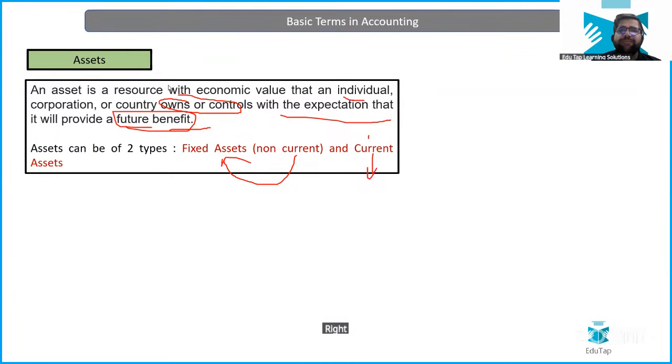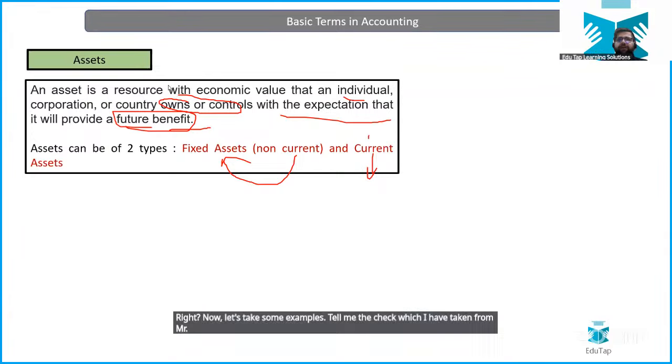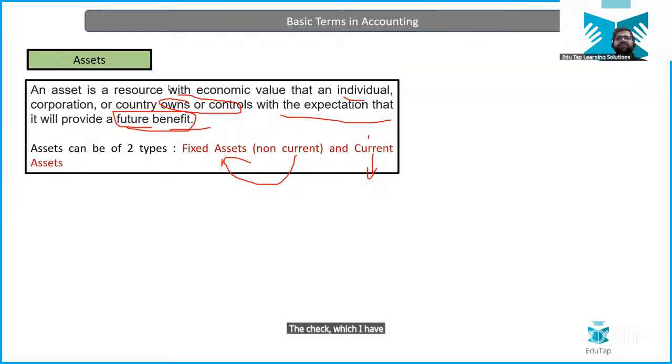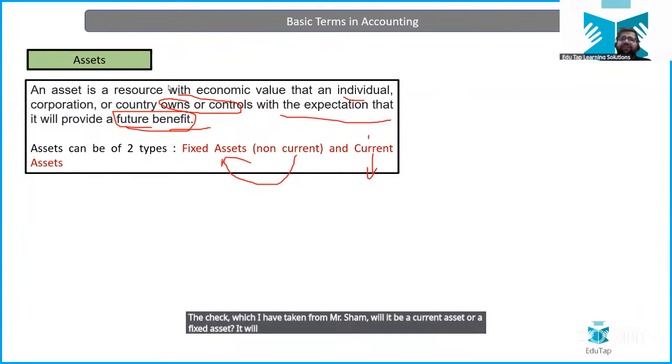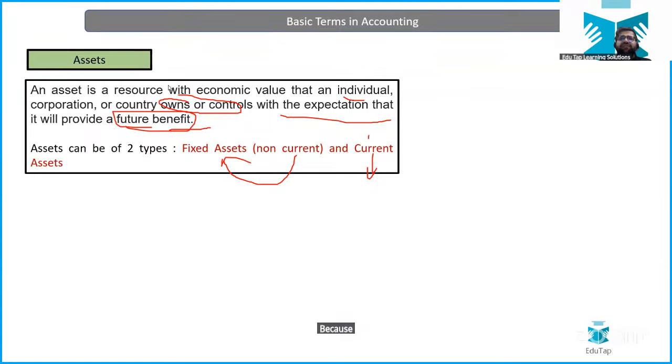Now let's take some examples. Tell me the check which I have taken from Mr. Sham, will it be a current asset or a fixed asset? It will obviously be a current asset because a check can only survive for a limited period of time. It cannot survive for 10 years, right? Let's take some examples so that you understand more about it. Yes, very good. 3 months.